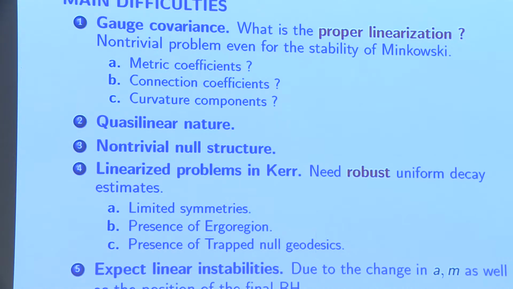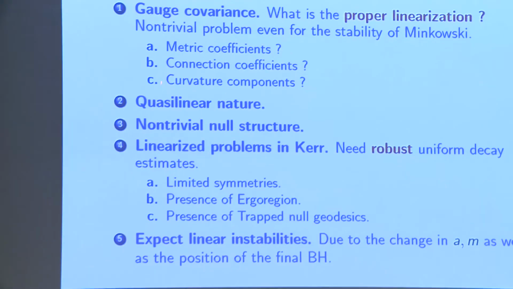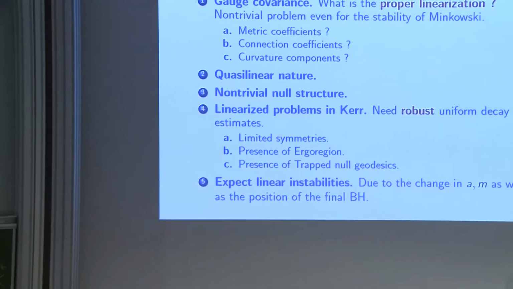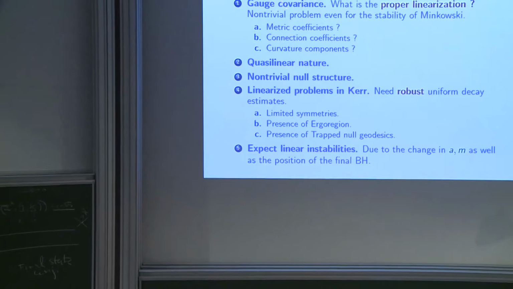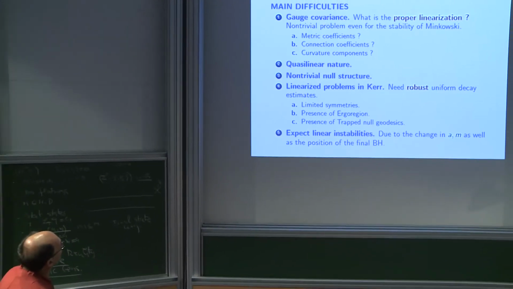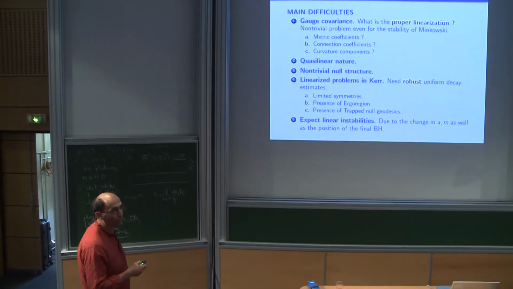All right, so what are the difficulties of the black hole stability problem? Well, the first one, which is common to any geometric problem, in particular general relativity, is the so-called gauge covariance. I mean, you write down the equations.